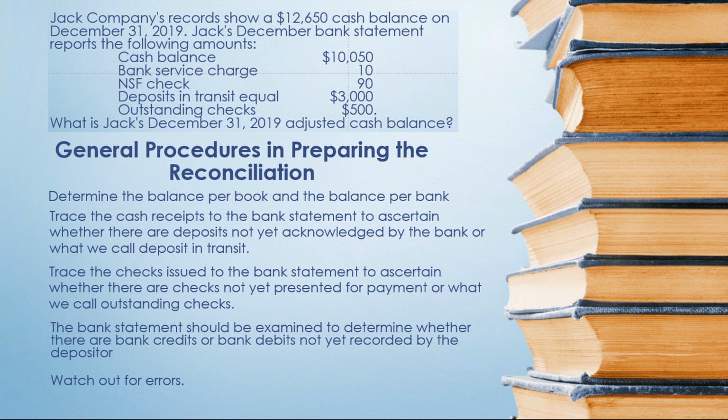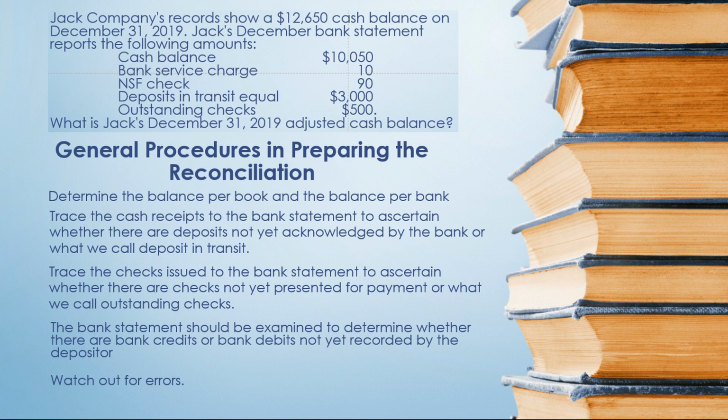Next step is trace the checks issued to the bank statement to ascertain whether there are checks not yet presented for payment, or what we call the outstanding checks. In the illustrative problem, it clearly states the amount of outstanding checks, which is $500. In some problems where the detail of disbursements is given, what you are going to do is just do the matching game. For example, if you issued 10 checks during the month, say check number 1 to 10, also to make it more simple, just for illustration purposes only.